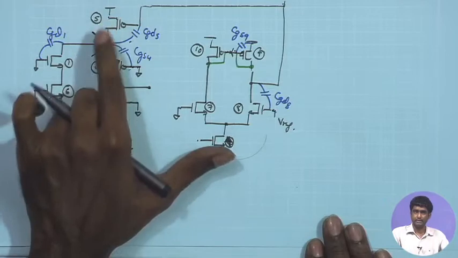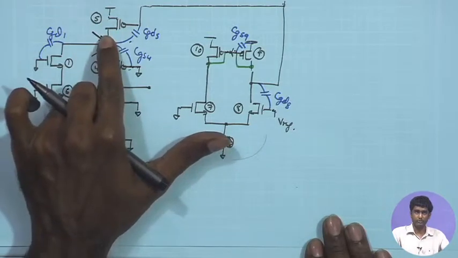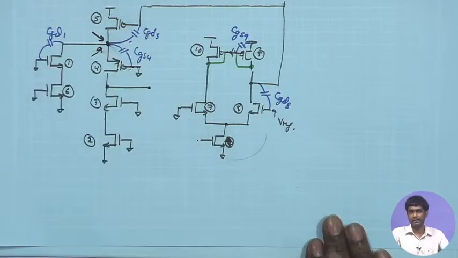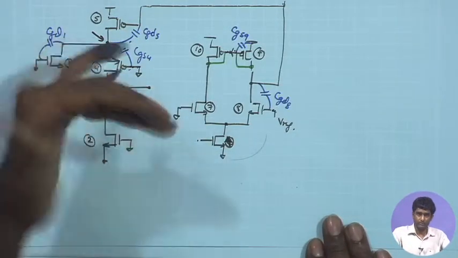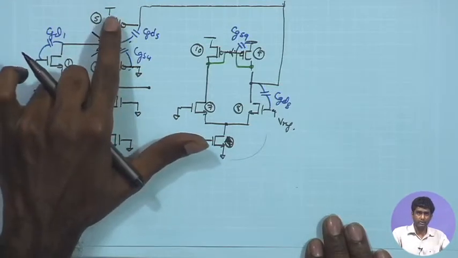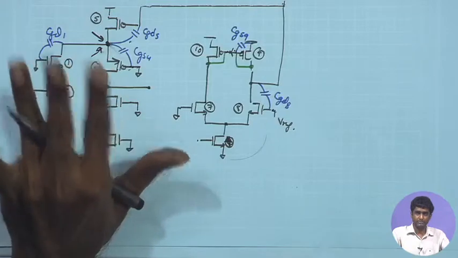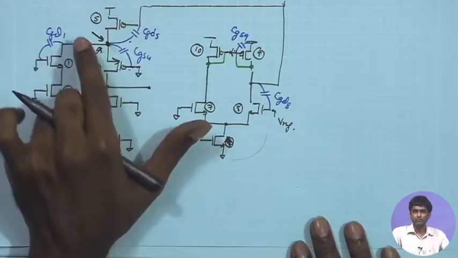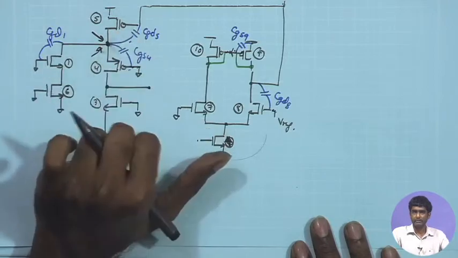As far as the other capacitances are concerned, CGD1 and CGD5 are relatively small, and we will see that the sizing constraints for M5 and M1 should be such that they do not enforce very large CGD. Now, what does CGD depend upon? CGD1 and CGD5.